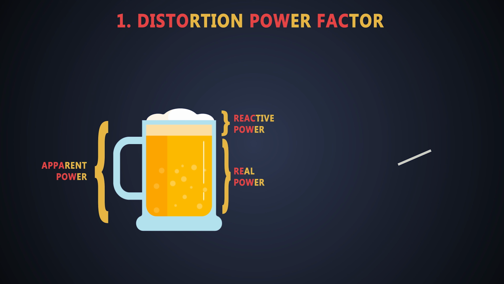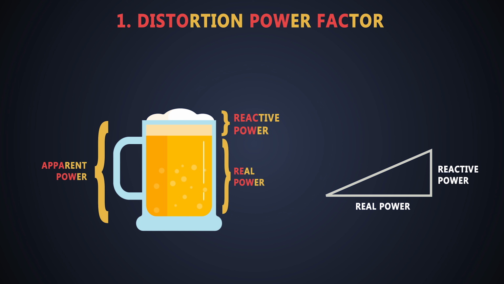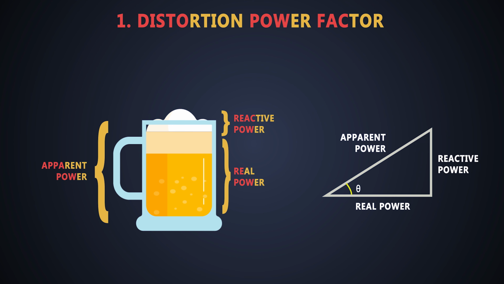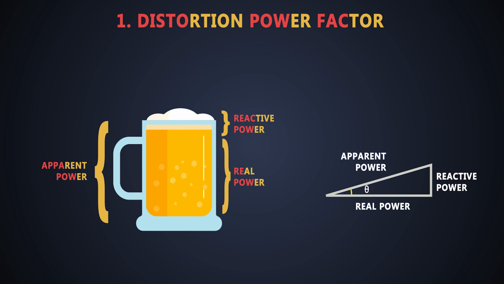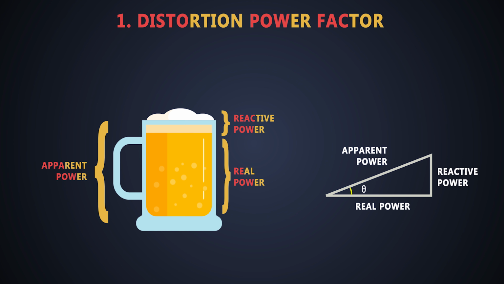Let's compare this analogy with the power triangle. The true power is the adjacent line, so this is our beer. Then on the opposite side, there is the reactive power, which is foam, and the hypotenuse side is the apparent power. Let's consider this angle as theta, which is between the adjacent side and hypotenuse. As we increase this angle, the reactive power and apparent power increase, keeping the active power constant. And the size of the glass and foam is increasing, but the content of beer is the same.